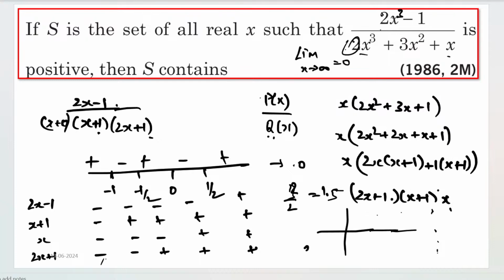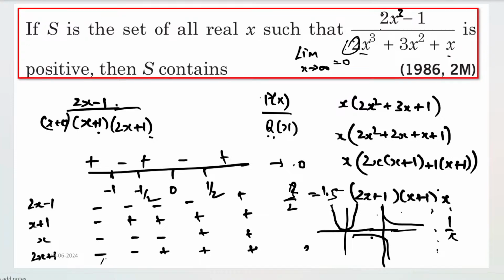No, no, no. So all graphs need not have horizontal asymptotes, right? For example, y equal to x square has no horizontal asymptote, and there is no vertical asymptote also. Certain graphs can have. For example, 1 by x has got a horizontal asymptote and vertical asymptote, both. All graphs need not have.